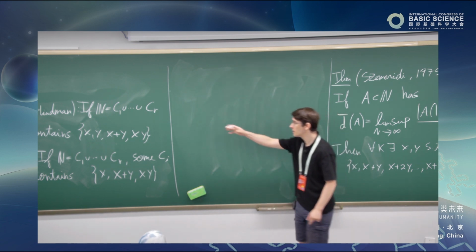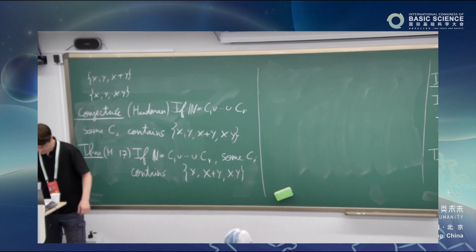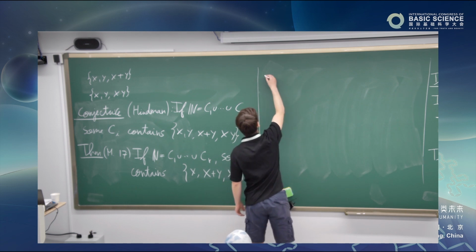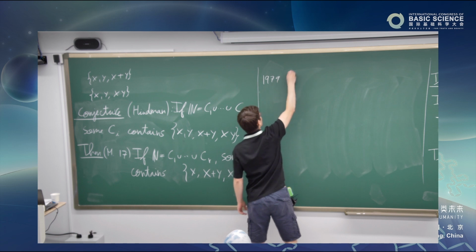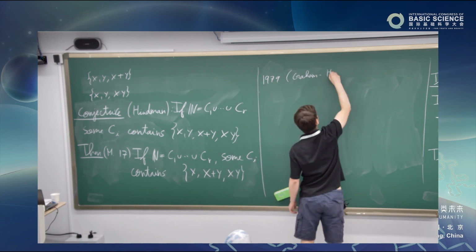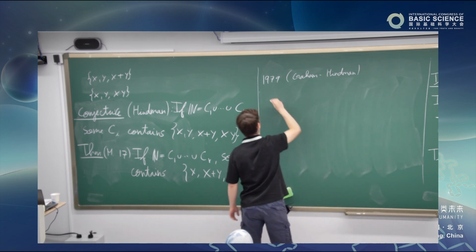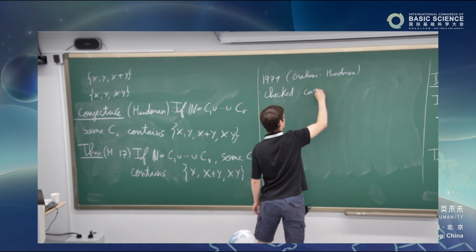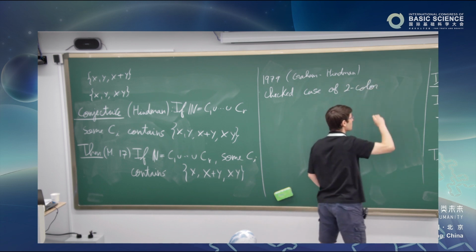So Graham and Heinemann, as early as the 70s, in 79. This was, I believe, independent work. So they checked the case of two colors.